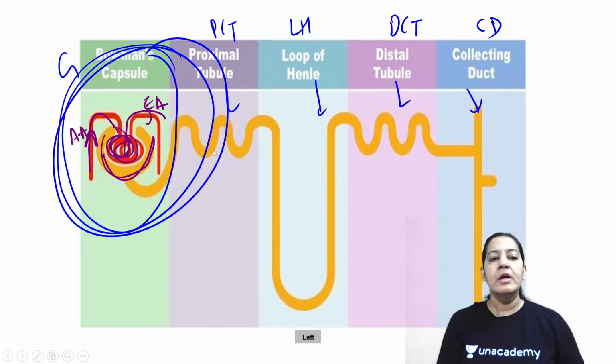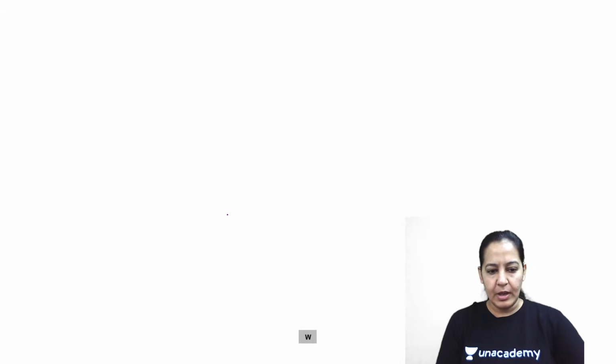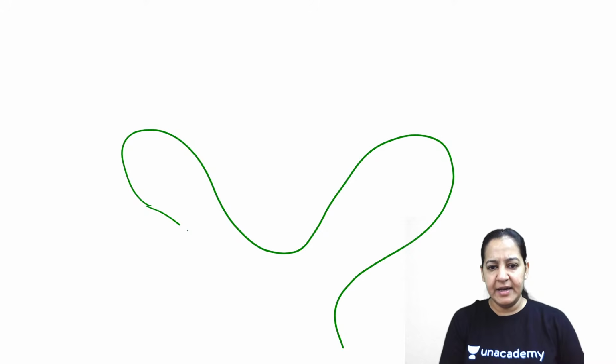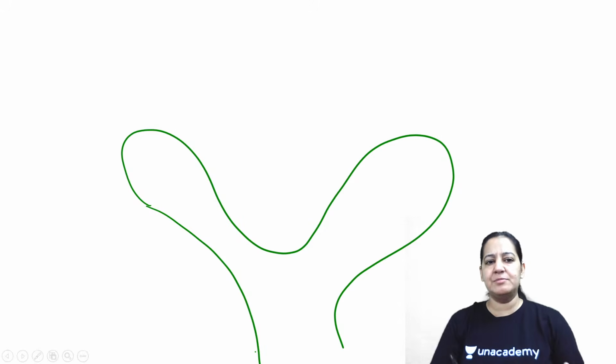So let me zoom out. Can you see inside? Okay, let me draw the structure for you. Let me draw a Bowman's capsule. This is the Bowman's capsule. Can you see? It is continuing with PCT. You can see this is Bowman's capsule.